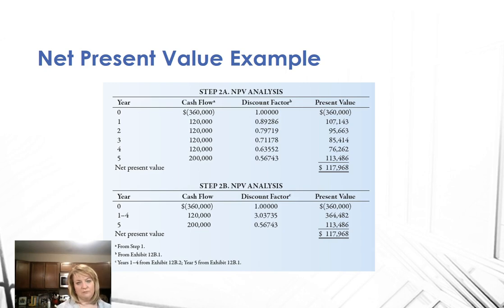Then it goes to net present value analysis. The net present value is $117,968. And you use the numbers from step 1. And if you see here, these are all the numbers.